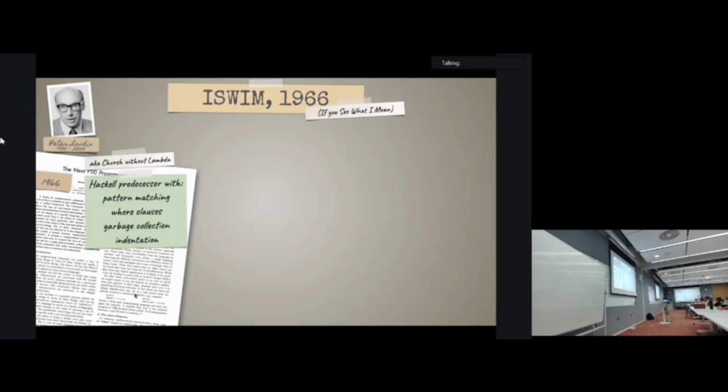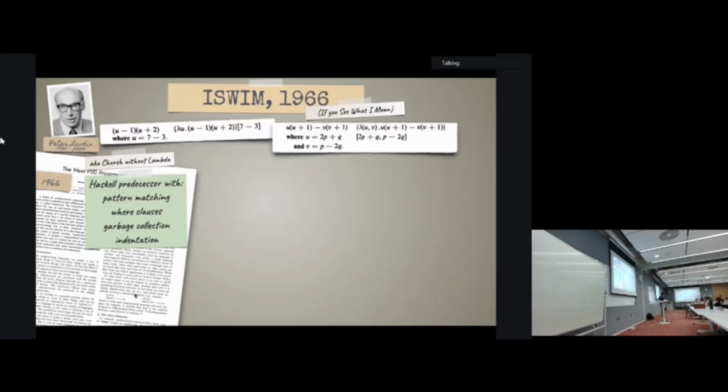So, he also called this paper Church Without Lambda, because secretly behind the scenes, even though he was writing a programming language, he was just thinking, we're doing lambda calculus. It's a language that massively influenced Haskell. It had pattern matching, it had where clauses. He wanted it to have garbage collection, and it was an indentation-sensitive language. Whether that's important or not, I'm not sure.